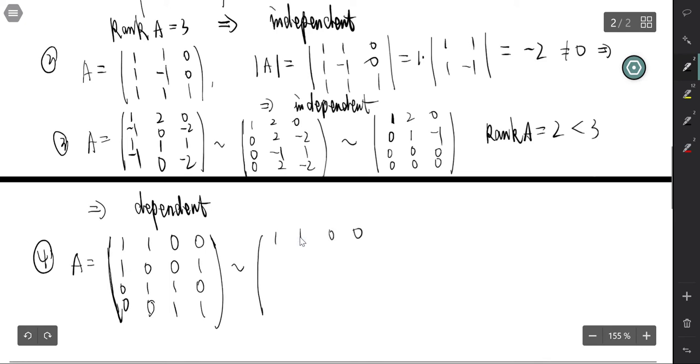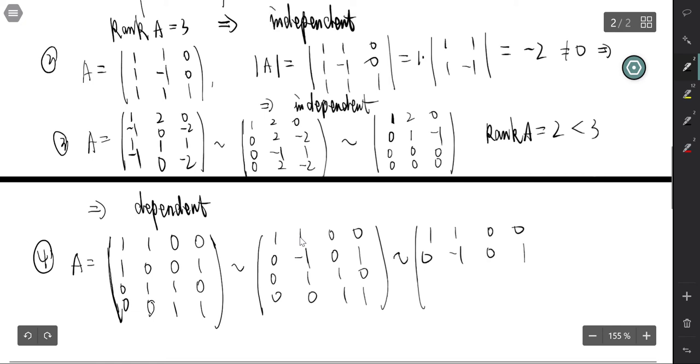Subtract the first row from the second, that's -1, 0, 1. Then the third row: add the second row to the third row. 1, 1, 0, 0, 0, -1, 0, 1. Then 0, 0, 1, 1, 0, 0, 1, 1.